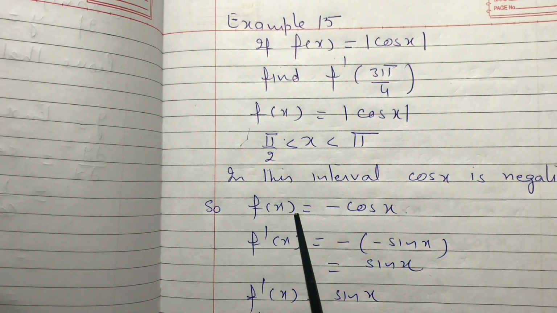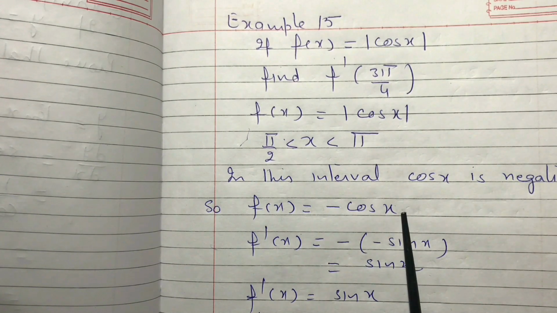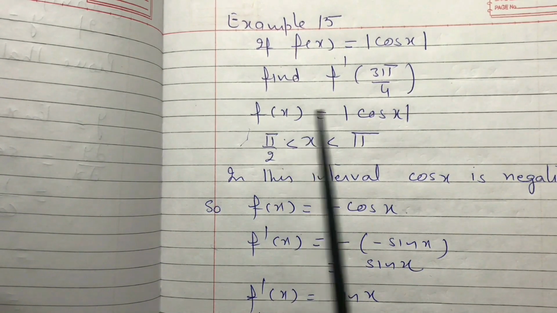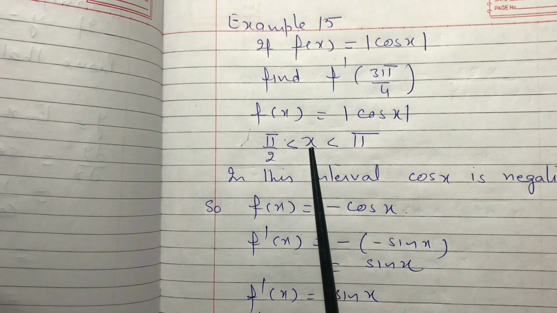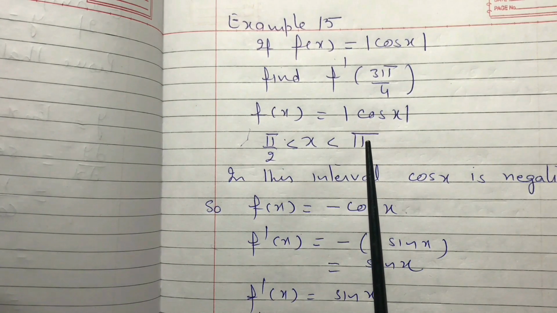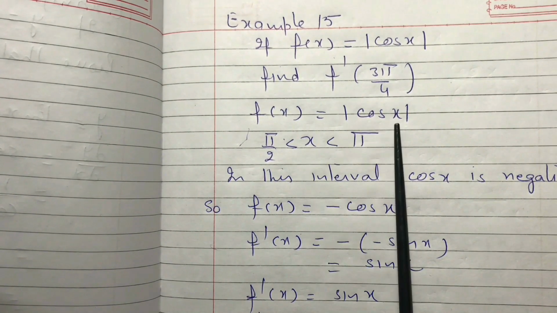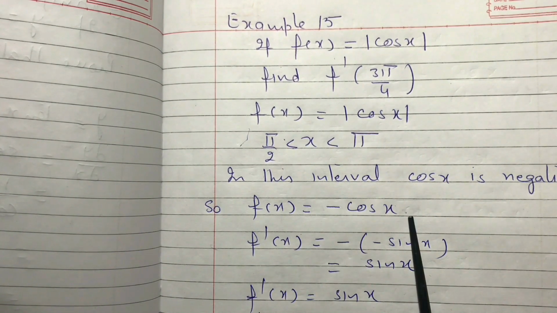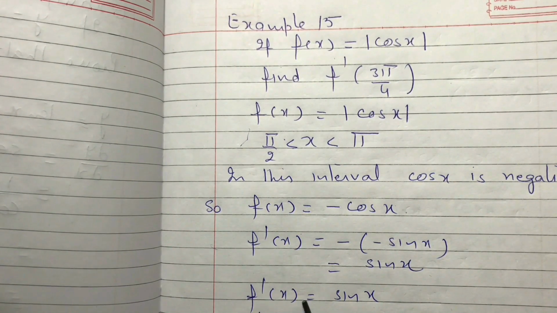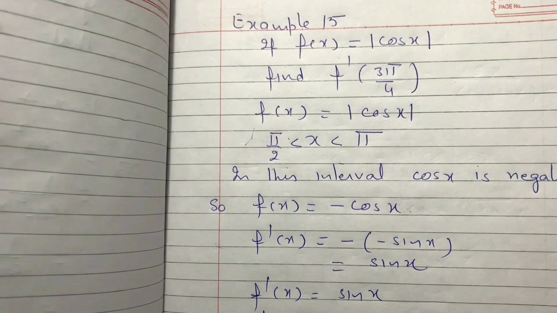It means f(x) here is minus cos x. Now here f(x) is mod of cos x. In the interval, if x lies between pi by 2 to pi, in this interval cos x is negative. So f(x) is equal to minus cos x. Now let's take its derivative. So f dash x is minus, derivative of cos x is minus sin x. Minus minus plus, this is equal to sin x. Now f dash x is equal to sin x.